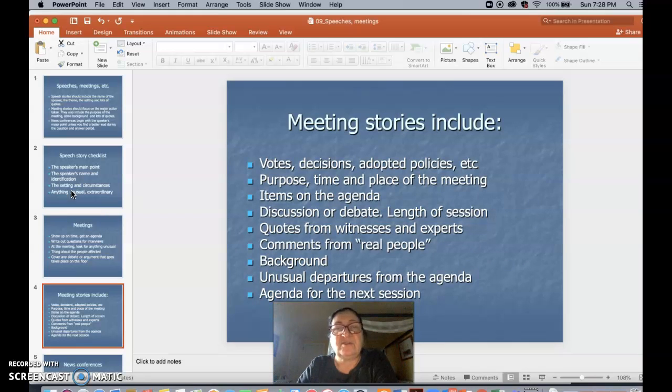Meeting stories include votes, decisions, adopted policies, purpose, time, and place of the meeting, items on the agenda, discussion or debate, length of session. If it goes till 3 in the morning, that's definitely something to mention, even in the headline. Quotes from witnesses and experts, and also quotes from people affected by the decision or the issue discussed, some background on the issue, unusual departures from the agenda, and agenda for the next session. I remember one time in the Senate meeting at Oneonta, a group of students walked in to demand to hear them out on a particular topic, and that was definitely outside of the agenda.